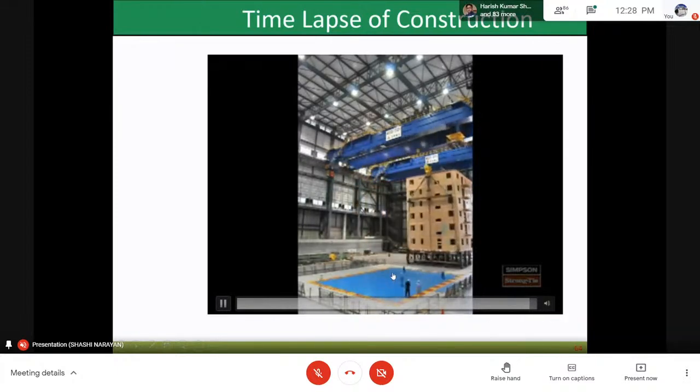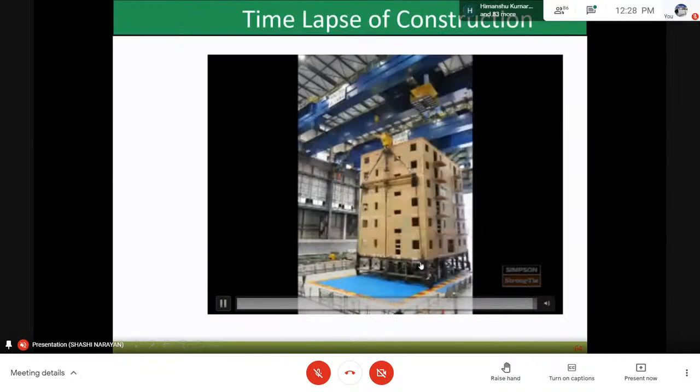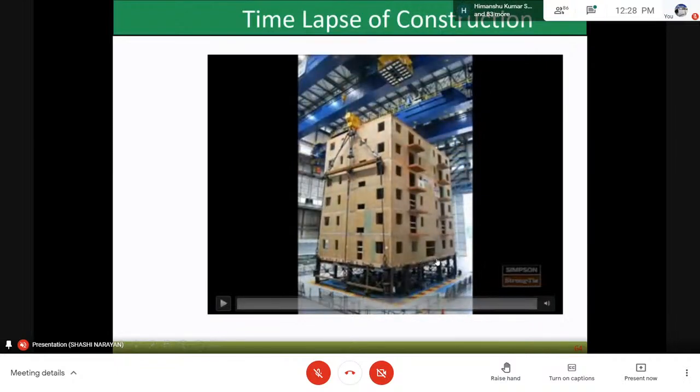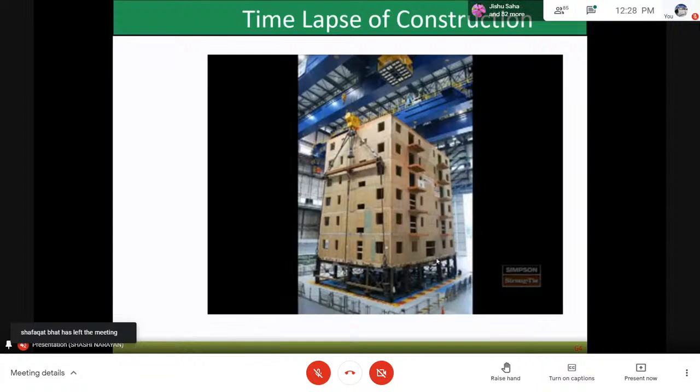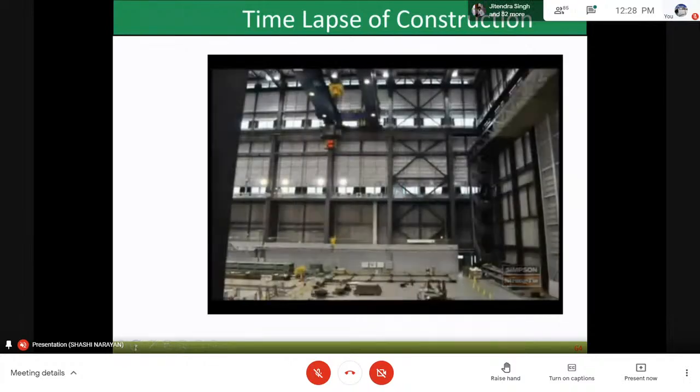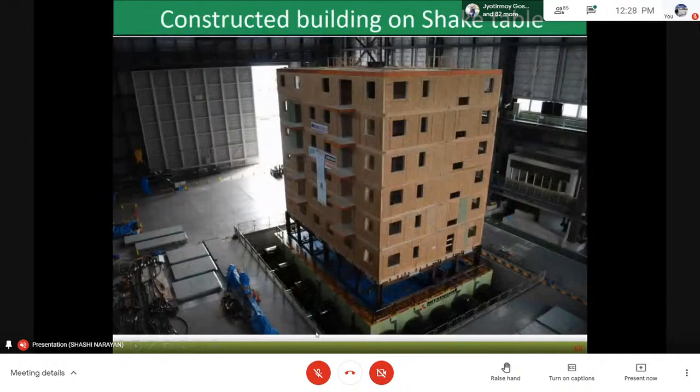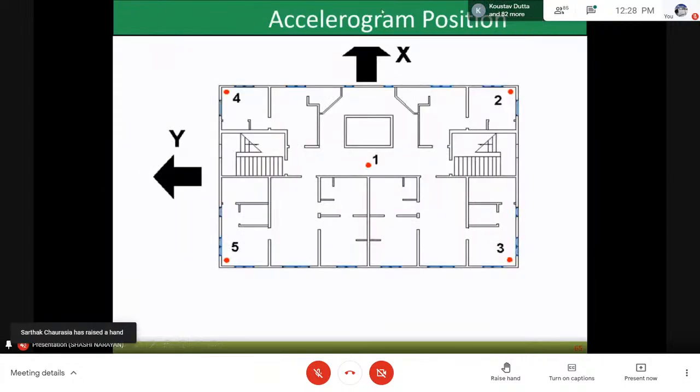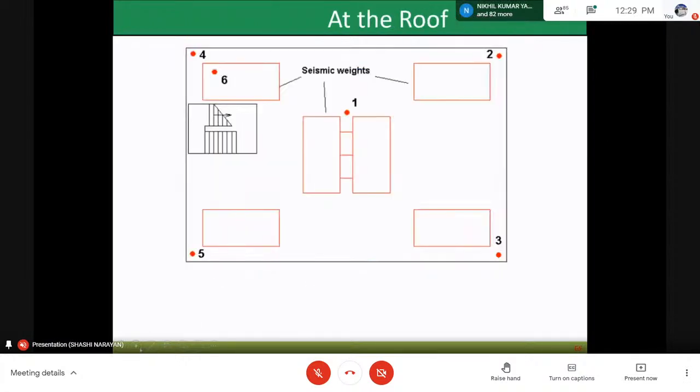This will have all the sensors at different locations. Moreover, the cameras have been installed so as to get the data. And these sensors are mainly LVDTs and accelerometers. So once this has been constructed, it is placed over the shake table. These are the accelerogram positions which have been used. That is, these are the 5 locations on the roof for the accelerograms.